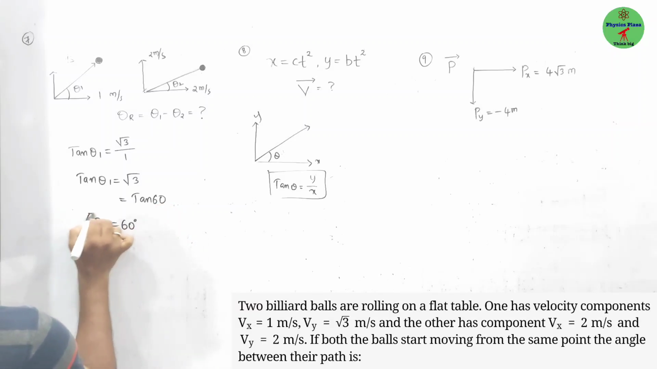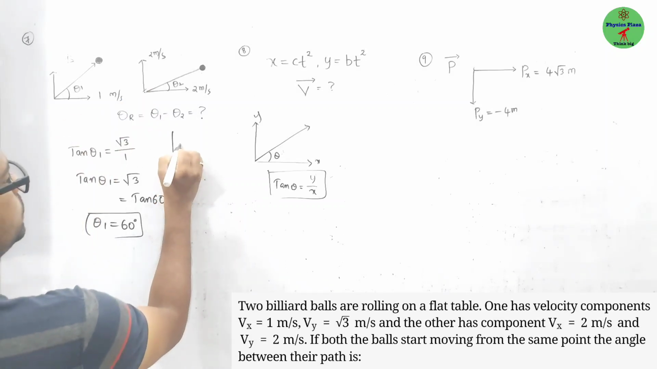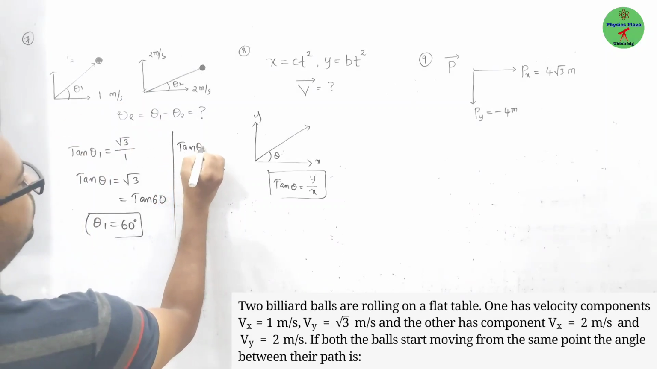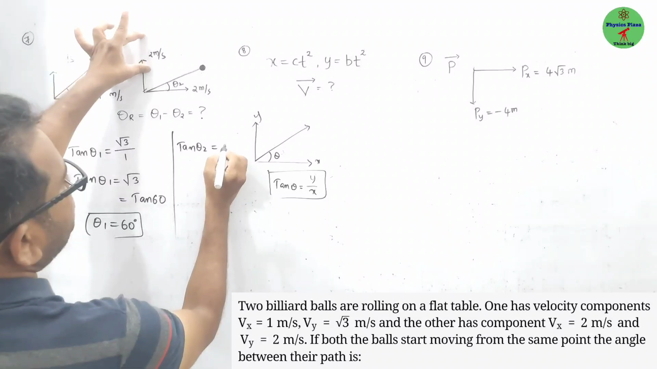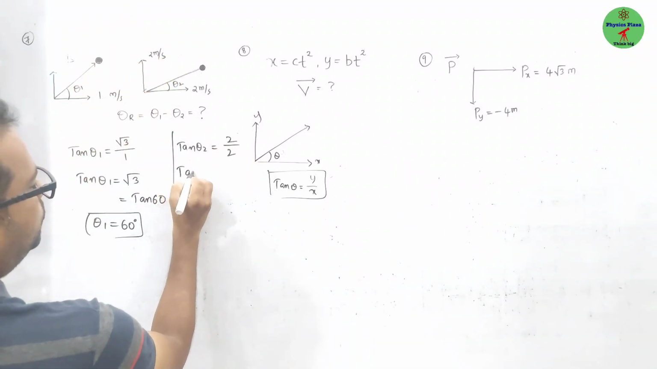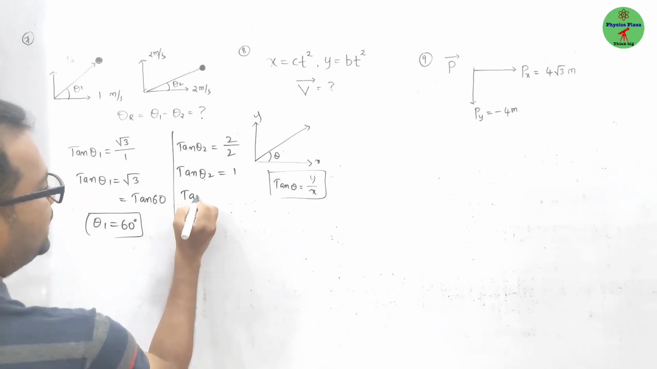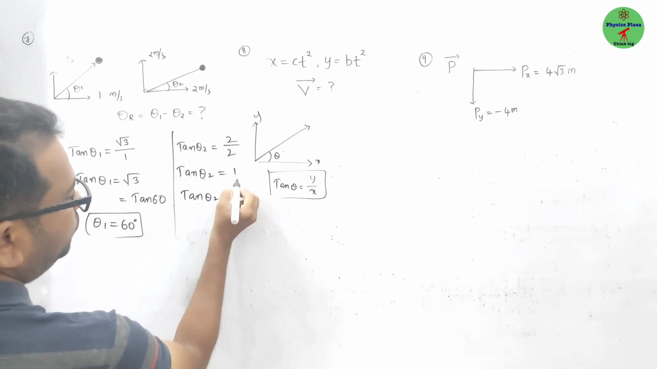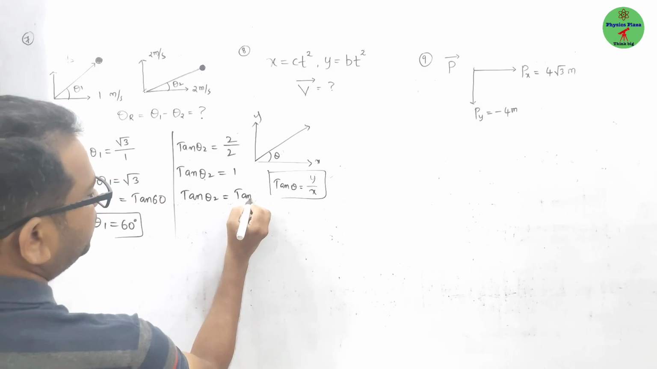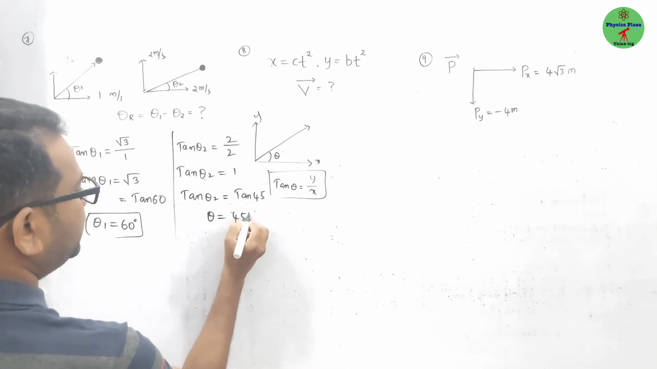That is fine. Similarly, let us calculate for this also here. So tan theta 2 is equal to, y component is 2, x component is 2 only. Both will get cancelled. So tan theta 2 is equal to 1. For what angle tan takes 1, children? It is 45 degrees. Tan 45. So theta is equal to 45 degrees.